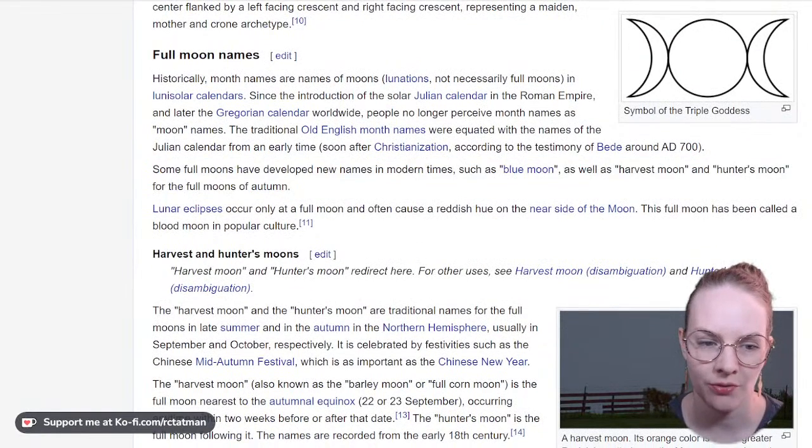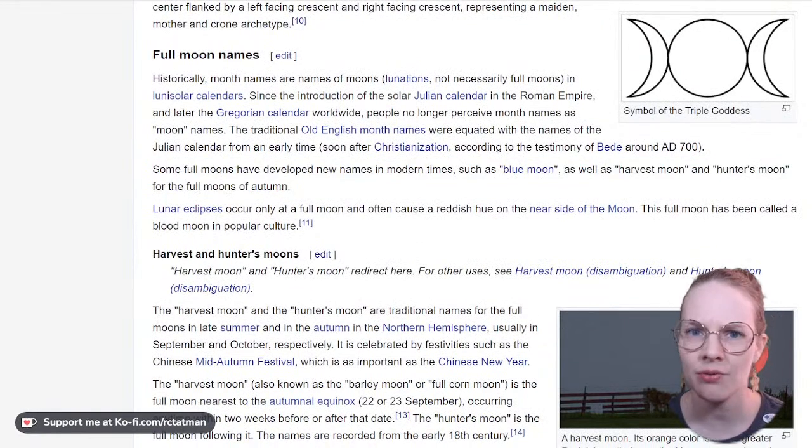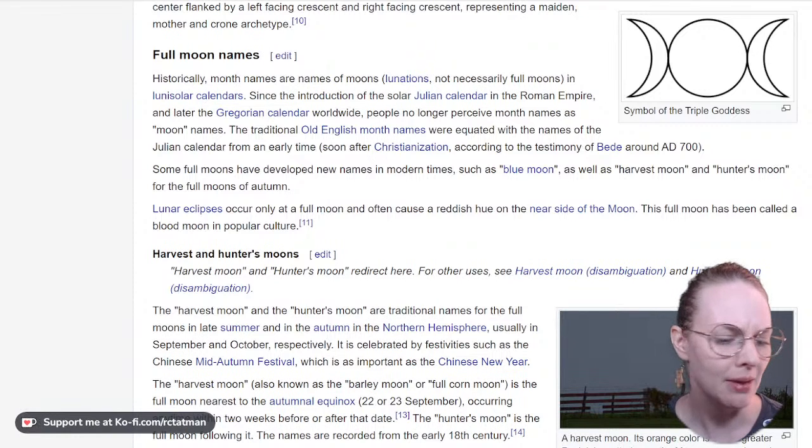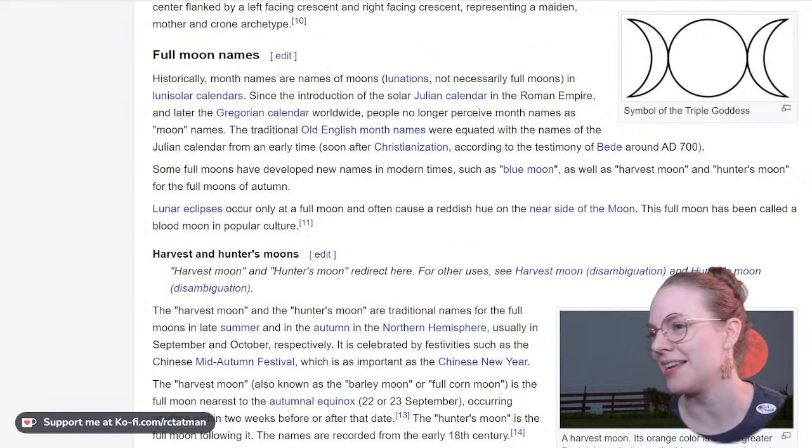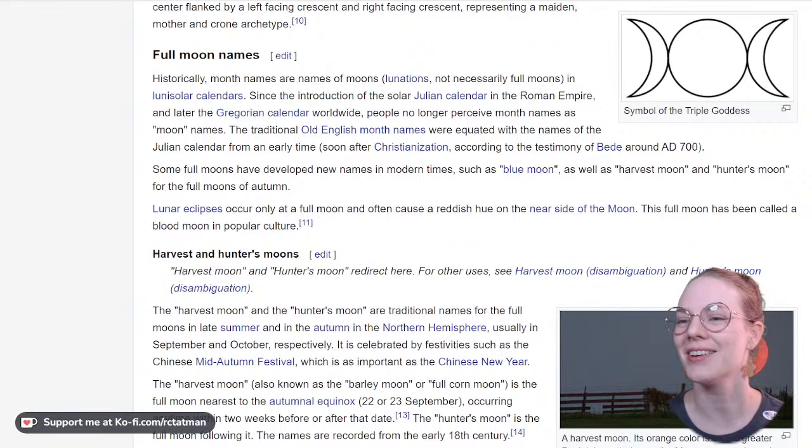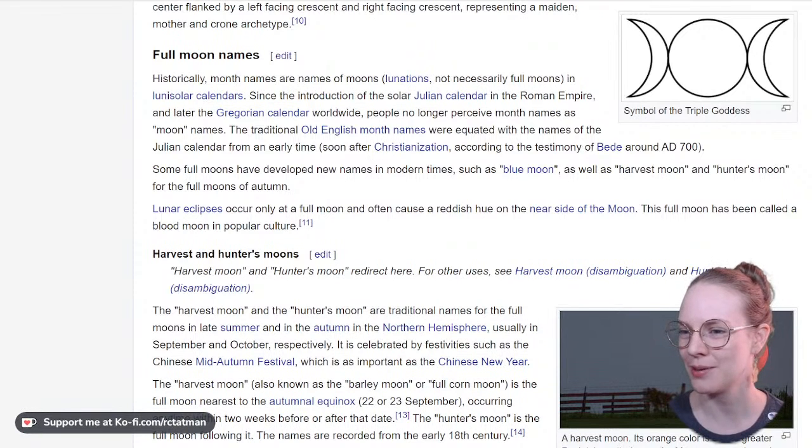Lunar eclipses occur only at the full moon. Oh, there was one kind of recently. I vaguely remember that. Maybe today? Maybe there was a lunar eclipse today. One sec, hold up. Lunar eclipse 2022.